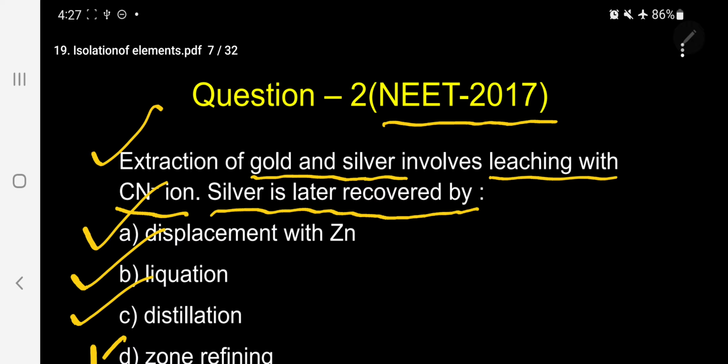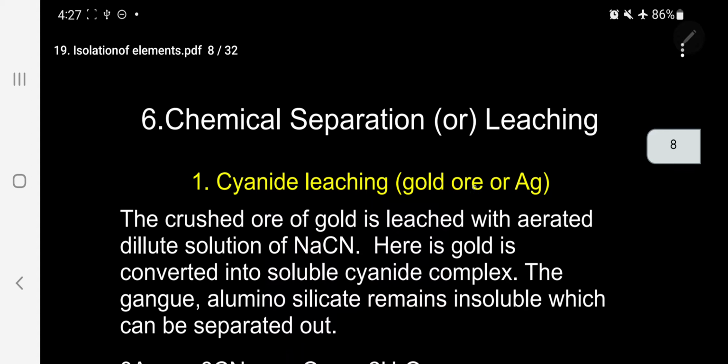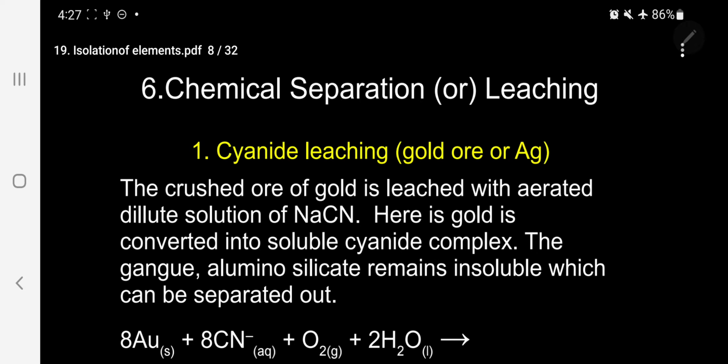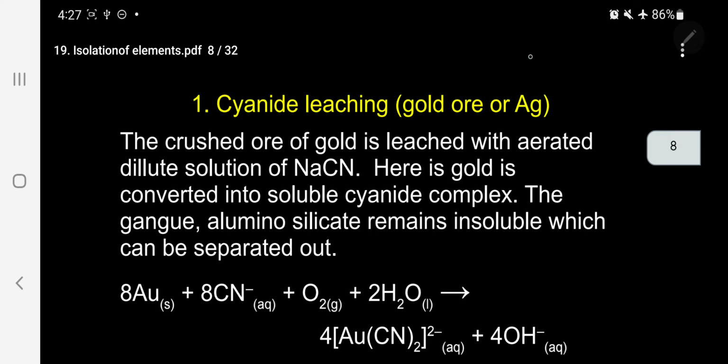For this, what you must know is how to extract gold or silver by leaching with cyanide ion. If you understand it very well, the answer will be easy. Let me explain, kindly follow. This is the procedure: chemical separation or leaching by cyanide, leaching gold or silver. Here let us assume silver. The crushed ore of gold is leached with aerated dilute solution of sodium cyanide. That is cyanide leaching. Here, gold is converted into a soluble cyanide complex. The gangue aluminosilicates remain insoluble, which can be separated out.